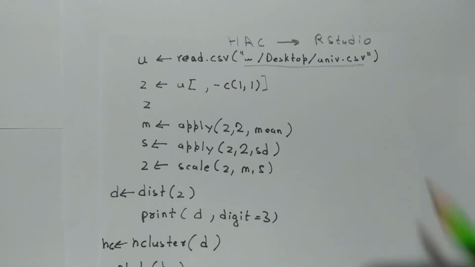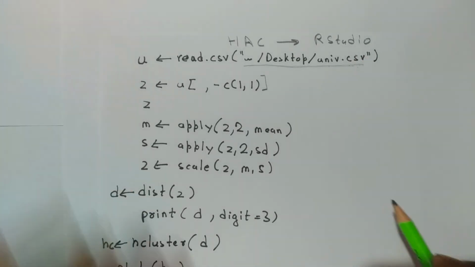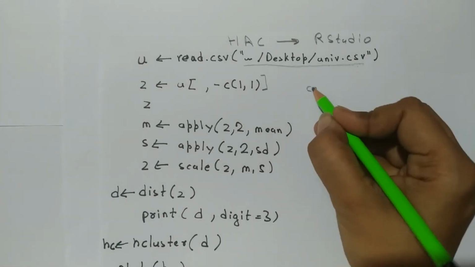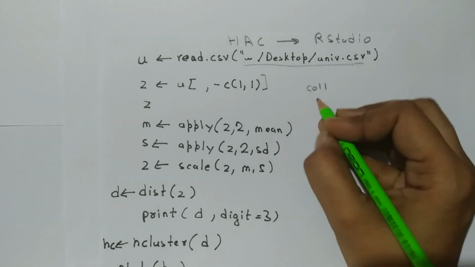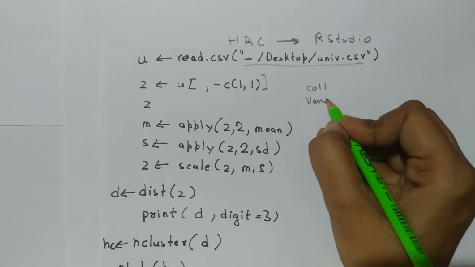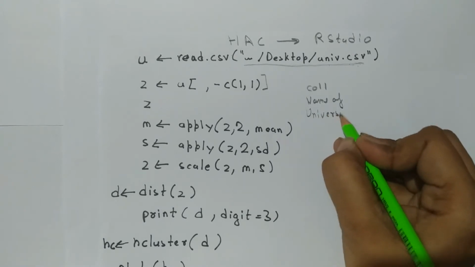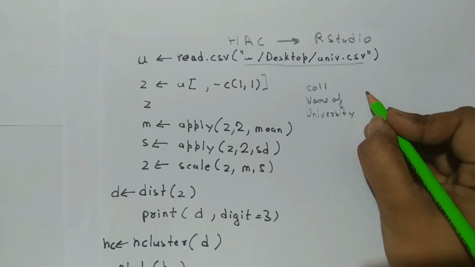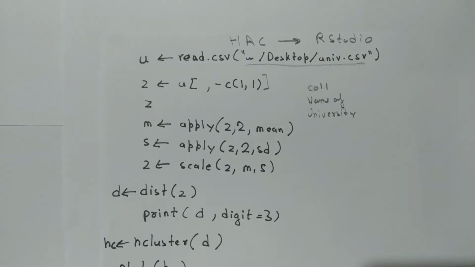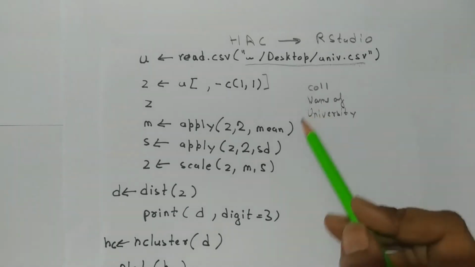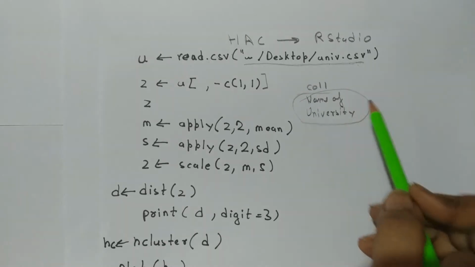Now in RStudio, you can view this data. When you view this data, you will see that the first column of this data set is name of university. And then we have the results, sales, etc. Okay, for analyzing this data, for making clusters, name of university is not required. We need other values to form clusters.